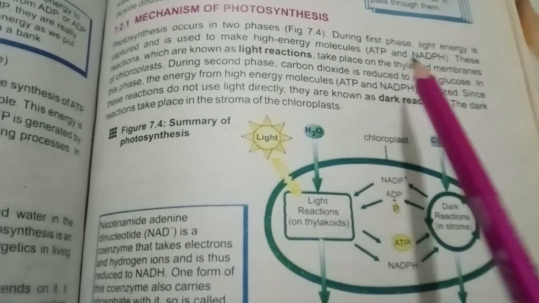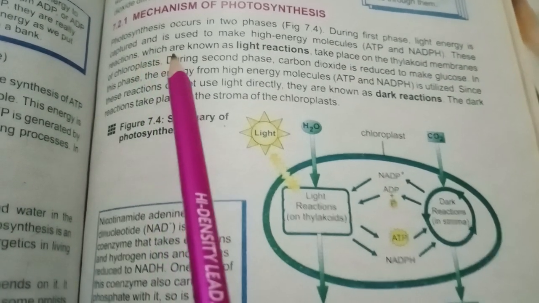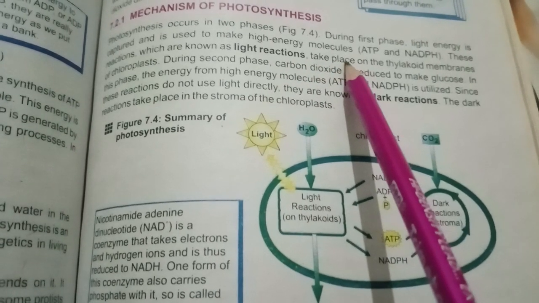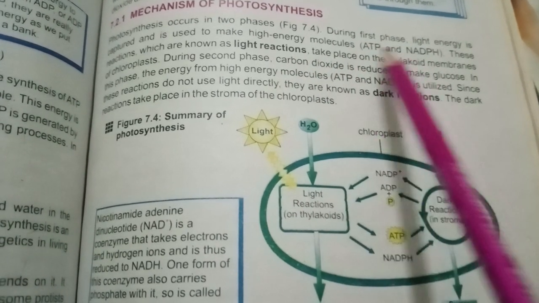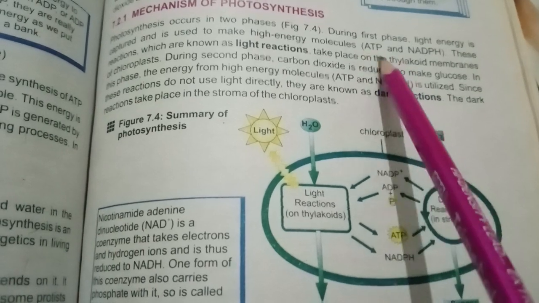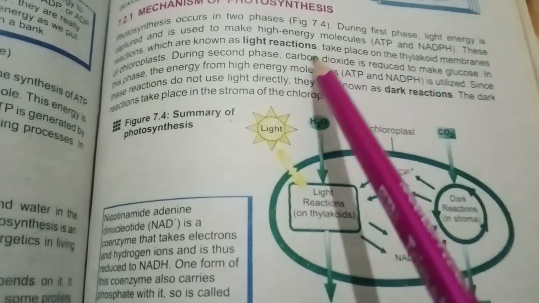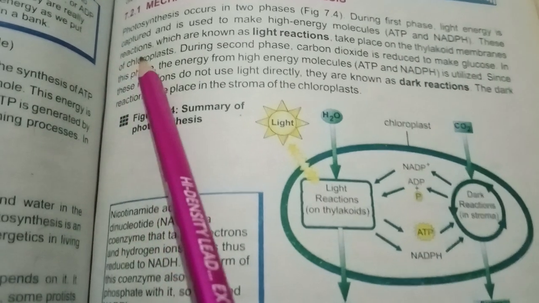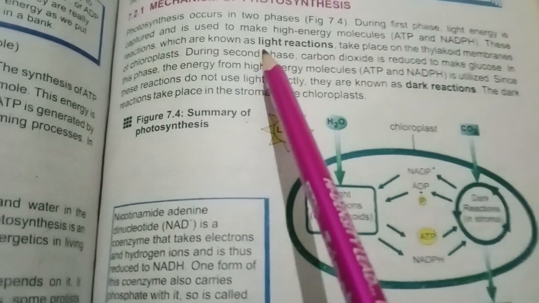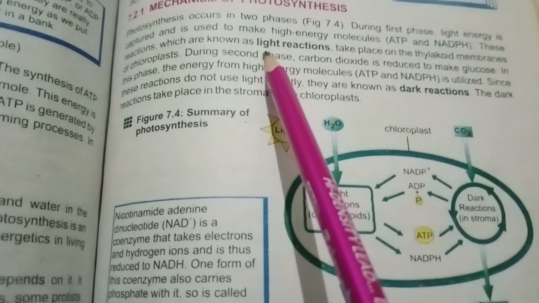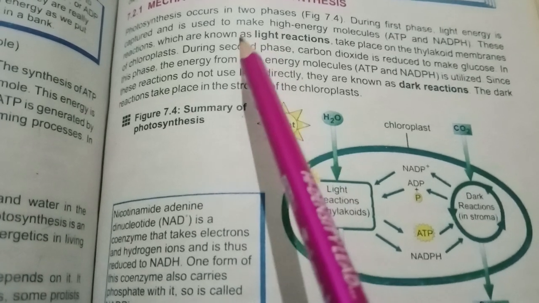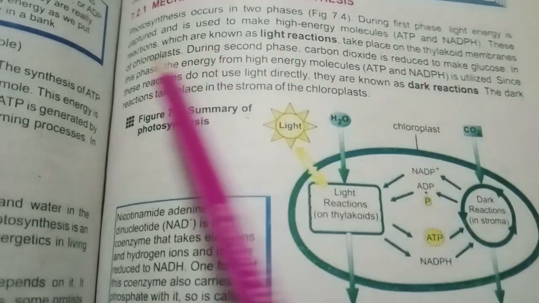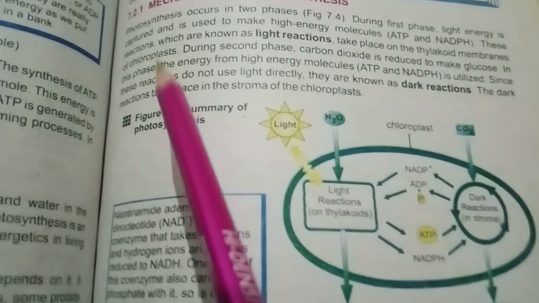During the first phase, the light is captured and it is used to make high energy molecules like NADPH and ATP. As we read, ATP is adenosine triphosphate. These reactions are known as the light reaction because they take place in the light of the sun, so it is called the light reaction. They take place on the thylakoid membranes of the chloroplast.